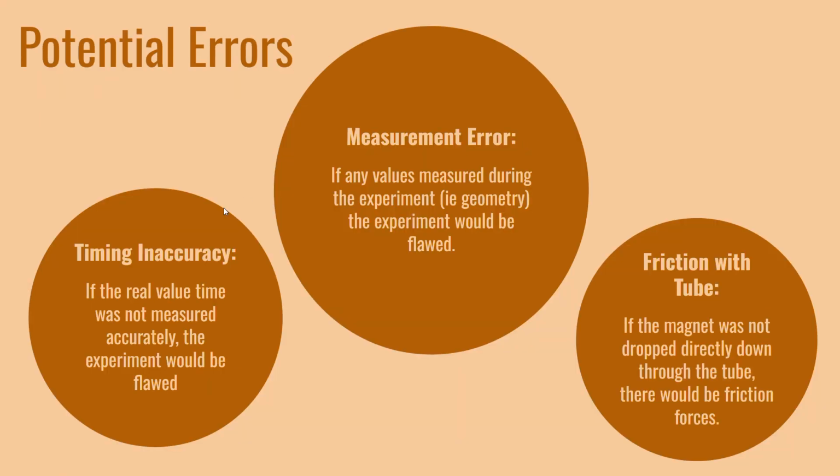For some potential errors, there's timing inaccuracy: if the time wasn't measured perfectly, that could cause issues. Measurement error, like the geometry, any of that, can also cause issues in the lab if anything was measured inaccurately. I guess that kind of goes along with time. And then friction in the tube, like I mentioned, can have forces that we don't want, which can also be an issue.